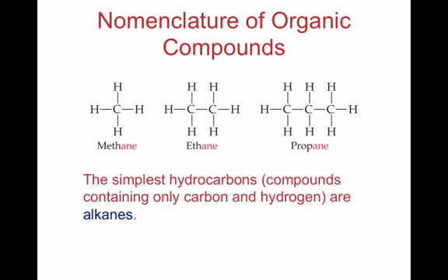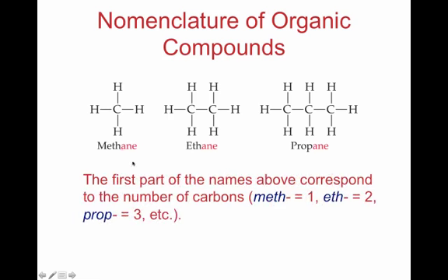The simplest hydrocarbons, compounds containing only carbon and hydrogen, are alkanes. Alkanes have only single bonds. Each of these lines represents a bond. It's a single bond. If we were to have a double line, obviously that would be a double bond. Alkanes end in A-N-E. The first part of the name corresponds to the number of carbons present.